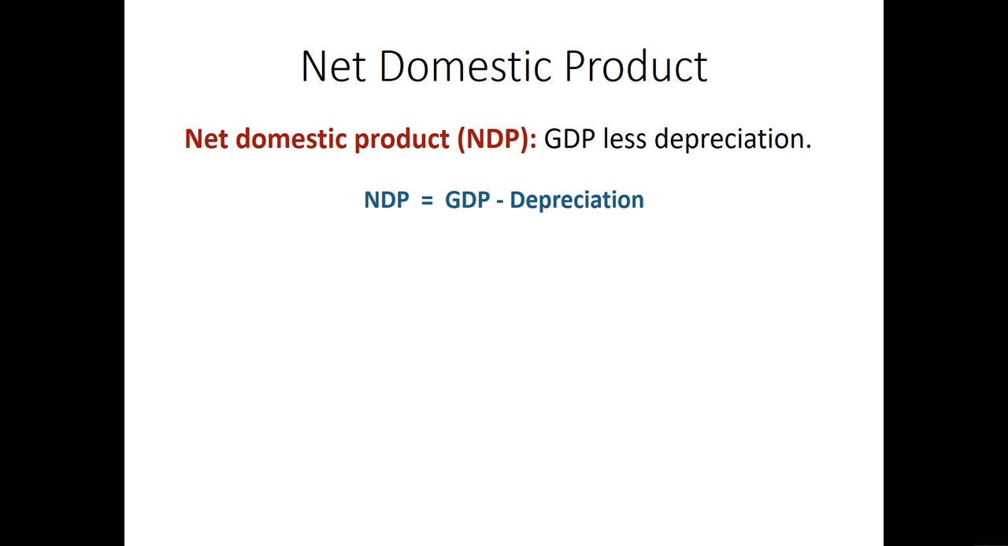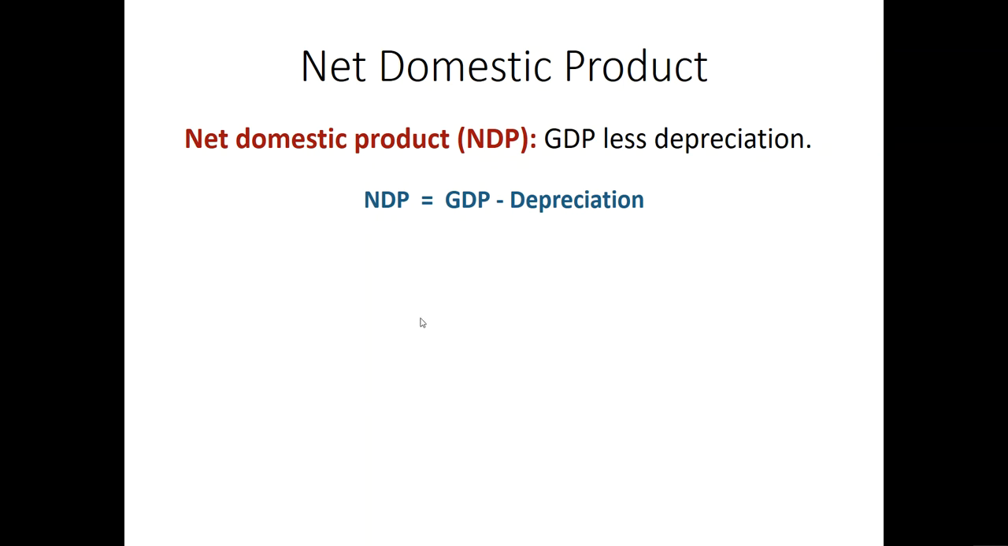If you think about GDP, we only consider what is produced. However, we never consider how it is produced. The NDP, the net domestic product, actually considers the depreciation of the whole production process. That's why the NDP equals the GDP minus the depreciation. So GDP minus depreciation.